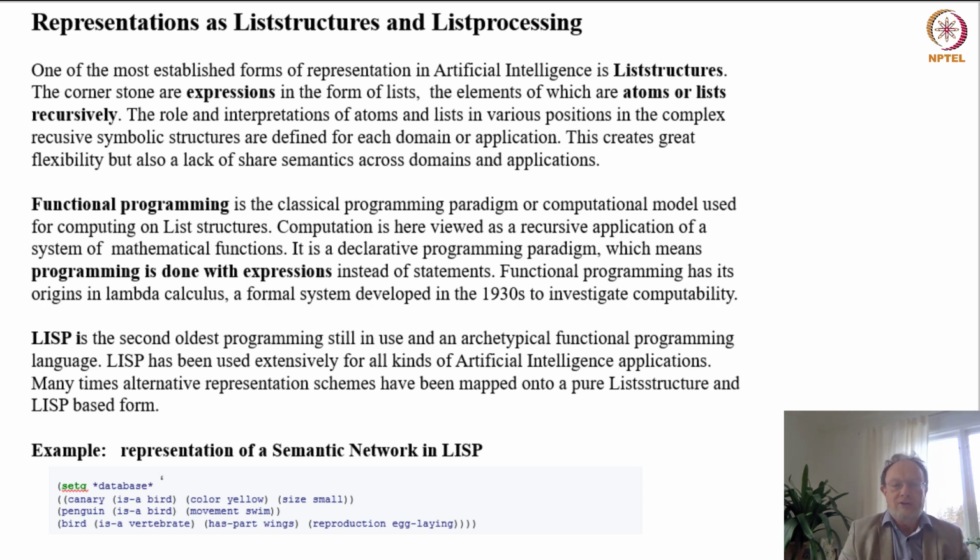Programming is done with expressions, in what's typically called statements in programming. And there is a very long history for this. Functional programming is based on work in the 1930s, where something called lambda calculus was invented. So the most well-known language in this genre is Lisp, which is the second oldest programming language and still used. Lisp has been used extensively for all kinds of applications.